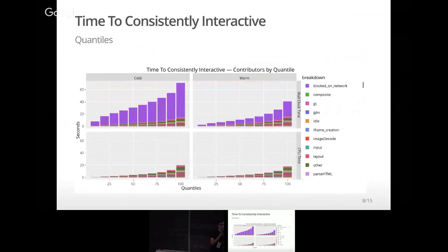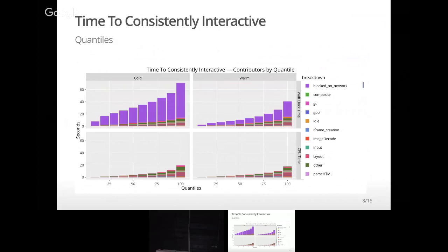So the previous graph, we were looking at the mean. In this graph, we're looking across various quantiles. So the legend's a little bit confusing, but the leftmost column here is the bottom 10%, and the rightmost column is the worst, so 90th percentile and higher.